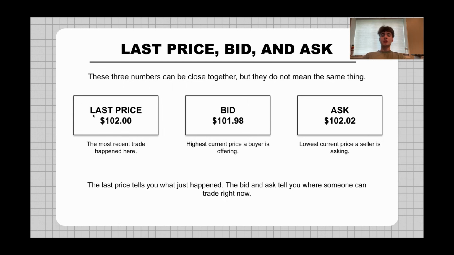The bid is $101.98 right here. This is the highest price a buyer is currently offering. Then we have the ask, which is $102.02. This is the lowest price a seller is currently asking for. So all these numbers are pretty close, as you can see here, only 2 and 4 cents off.